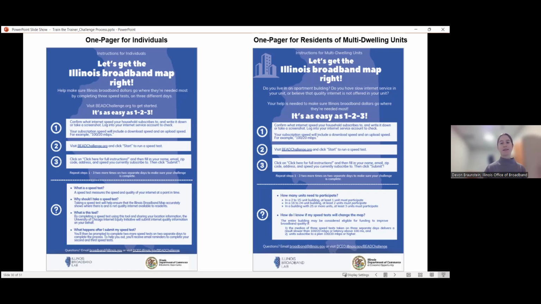And then the second one is specific to multi-dwelling units, MDUs, and shares out some of that specific information related to the number of units in a building that need to participate to make a difference for that building.